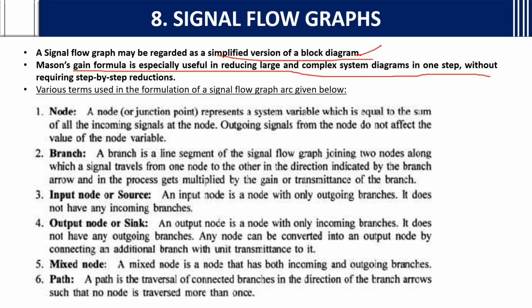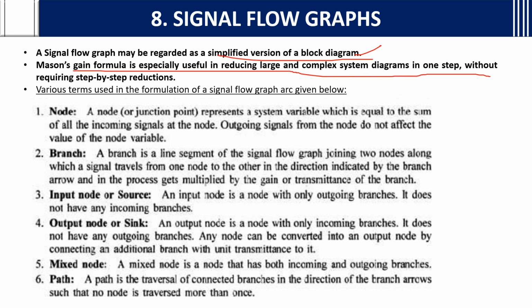Various terms used in the formulation of signal flow graphs are given below. These are the different terms which we should know. That is node. A node represents a system variable which is equal to the sum of all the incoming signals at the node. Outgoing signals from that node do not affect the value of the node variable. All the incoming signals are summed at this node.